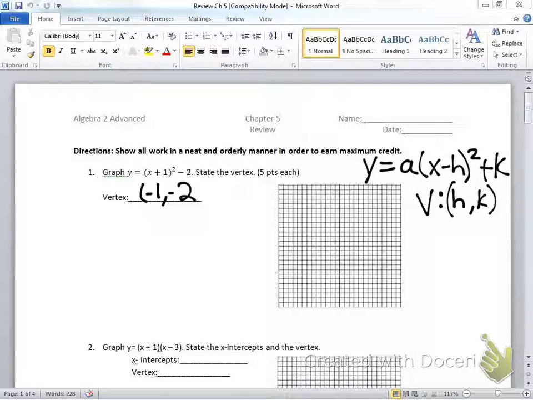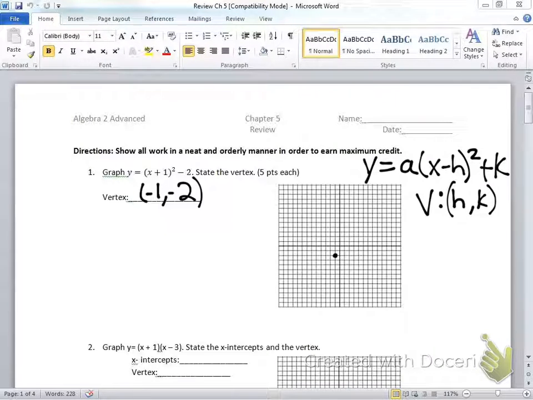-1, -2. Don't forget the h is always the opposite. So if they're adding 1, our vertex will be at -1. If they were subtracting 1, it'd be a +1. Okay? And then k, the sign always stays the same. All right, so I know I will have a point at (-1, -2).